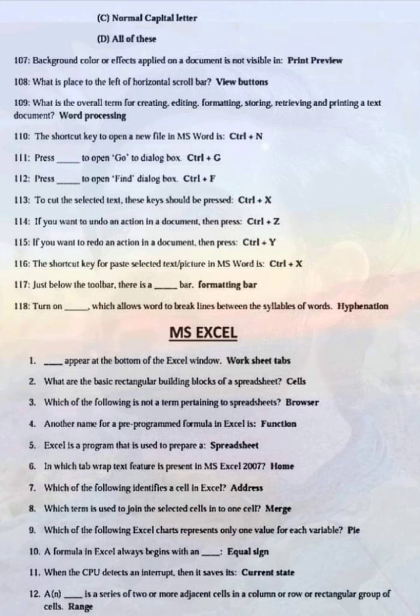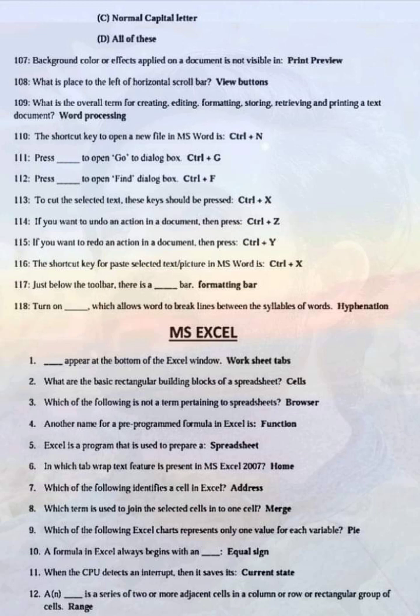In which tab is the wrap text feature present in MS Excel 2000? Home. Which of the following identifies a cell in Excel? Address. Which term is used to join the selected cells into one cell? Merge. Which of the following Excel charts represents only one value for each of the variables? A formula in Excel always begins with an equal sign.